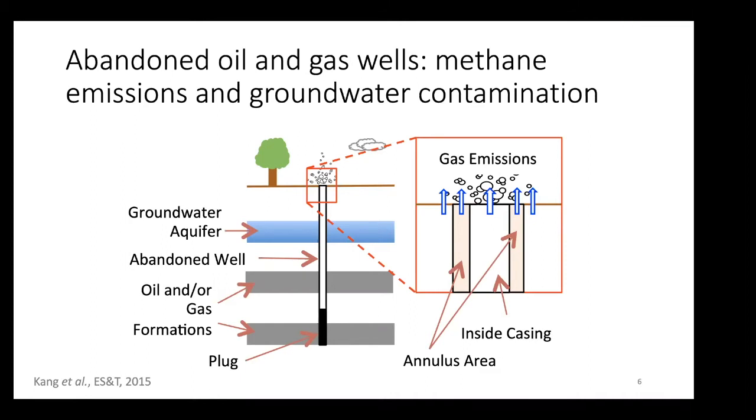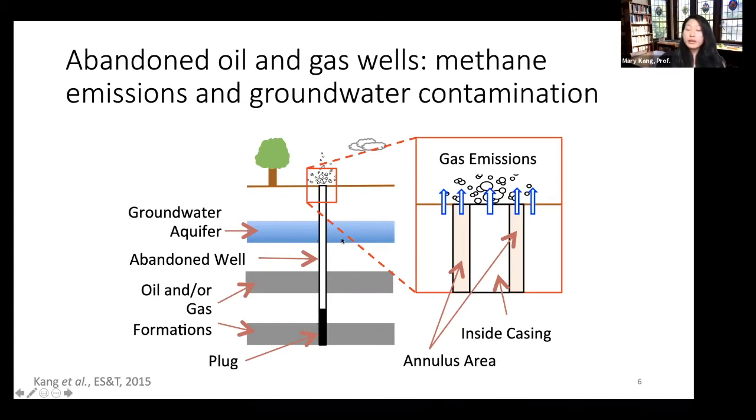And then at much shallower depths, you typically have groundwater aquifers, which are an important source of water for agricultural, domestic, and industrial uses. So one of the important things is that you want to protect groundwater aquifers, and these wells become a concern for contamination because they provide a conduit for oil and gas to migrate upwards into groundwater aquifers and for gases to be emitted at the ground surface.